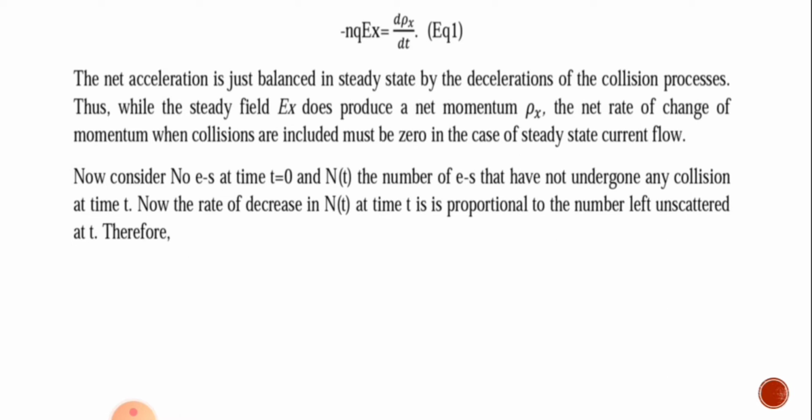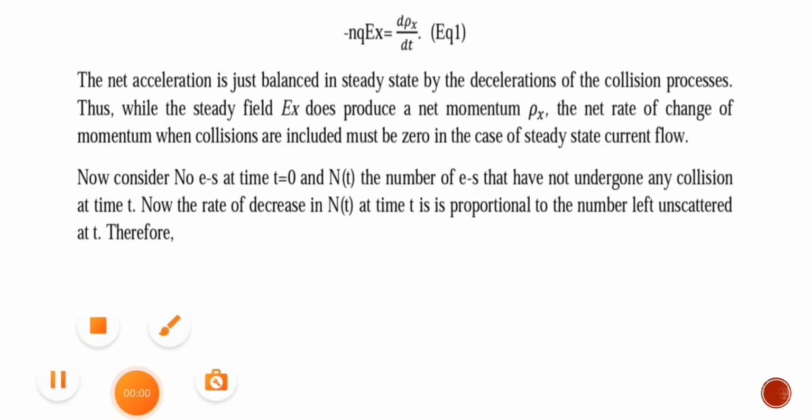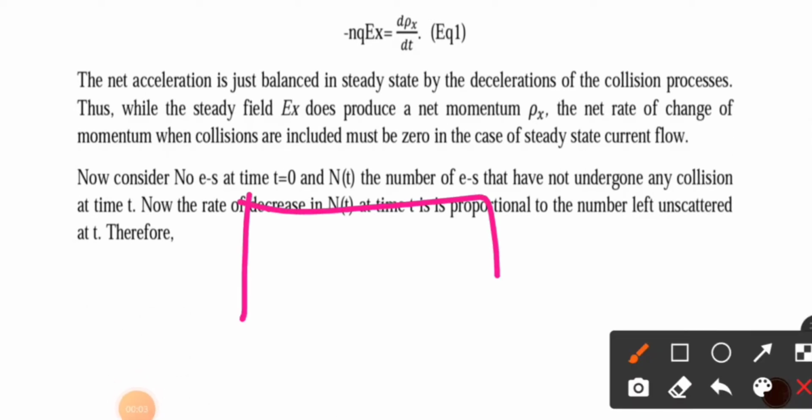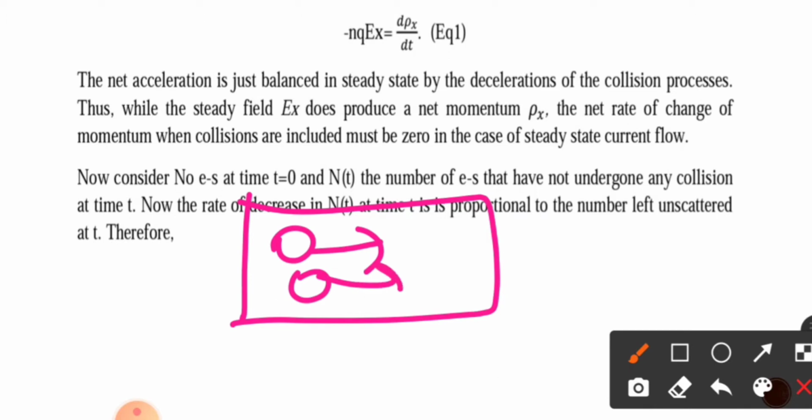There are a lot of electrons moving in a semiconductor. Whenever an electron is moving from one direction to another, there is a chance of these electrons colliding with each other. The net acceleration of the electrons is balanced in steady state by the deceleration of the collision process. Whenever an electron is hit by another particle, the velocity of the particle will reduce. That will be balanced by the deceleration of the collision process.